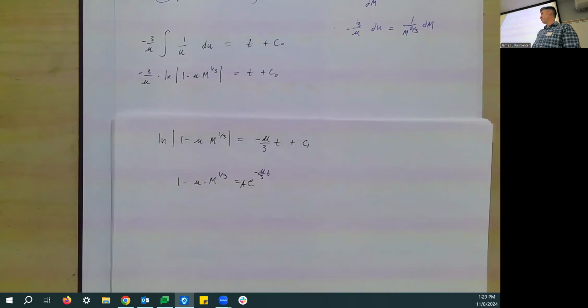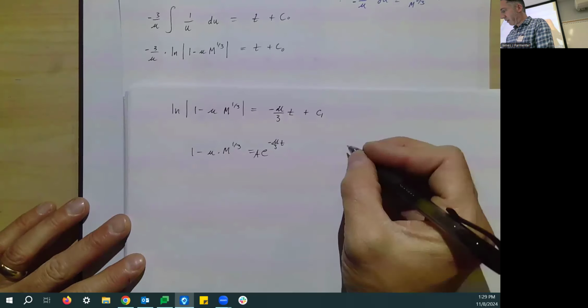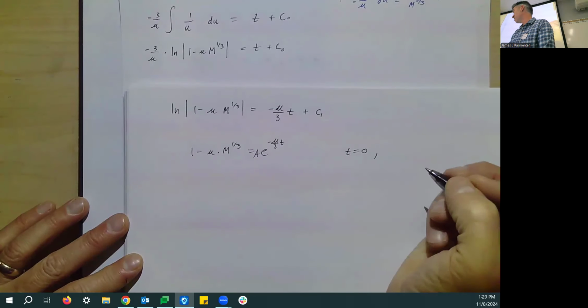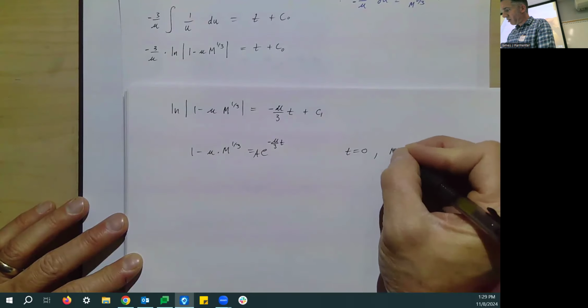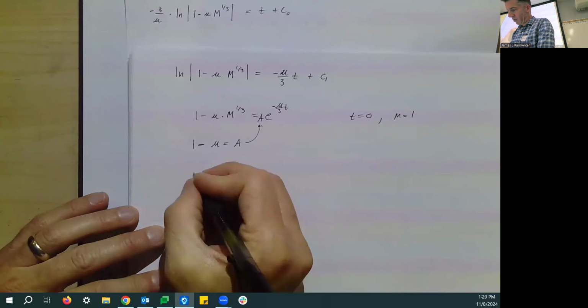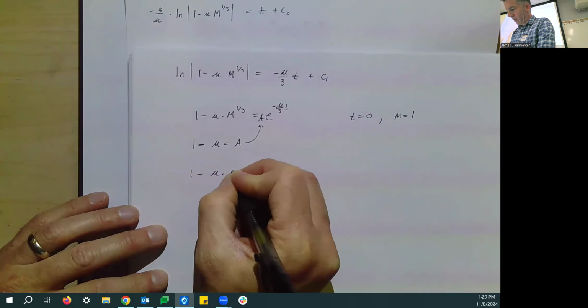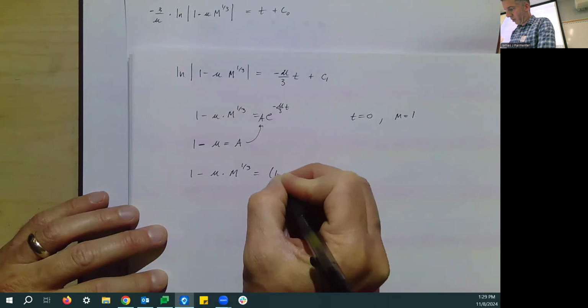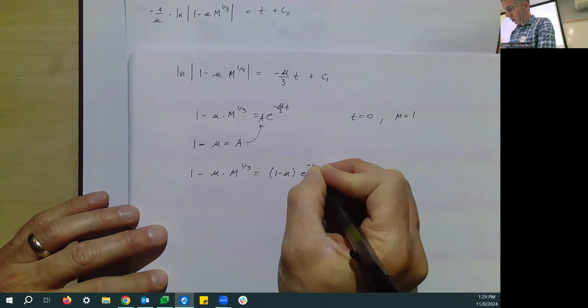At some point, I guess we should plug in 0 and solve for A. I guess this might be a good moment. Sure, let's do it now. So we've got t equal to 0 and m equal to 1. So then we have 1 minus mu equals A. So then we can write that we have 1 minus mu times m to the 1/3 equals 1 minus mu times e to the negative mu over 3t.